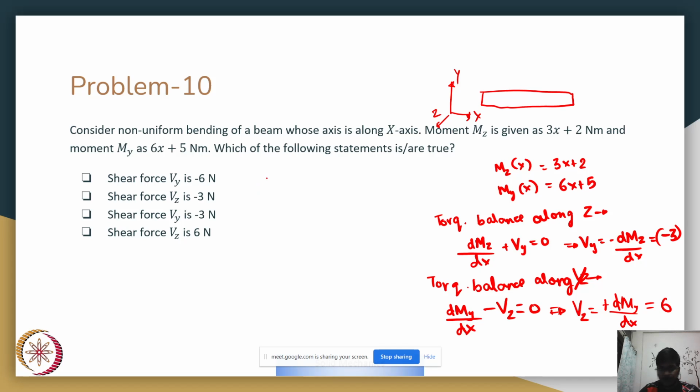Okay, so which are the options? Last one. Last one is Vz, and Vy is this one. Yeah, Vy is minus. Correct. So these are the two options. Vy is minus 3 Newton and Vz is 6 Newton. Okay, that covers up the example problems I had.